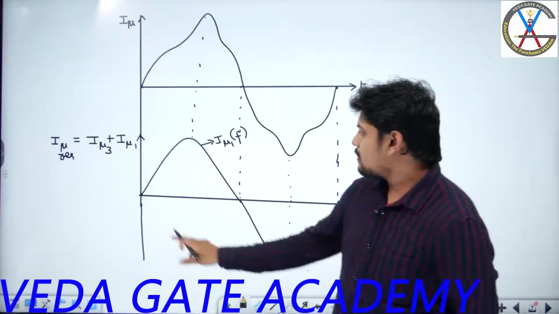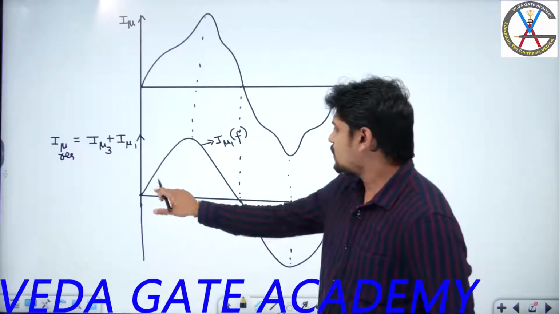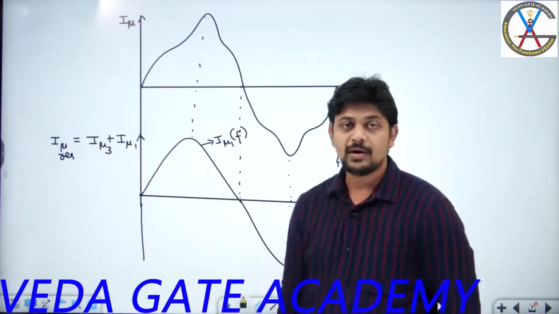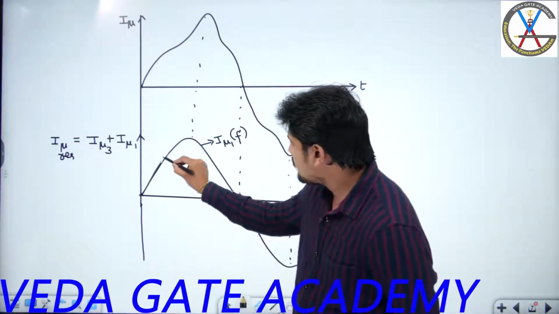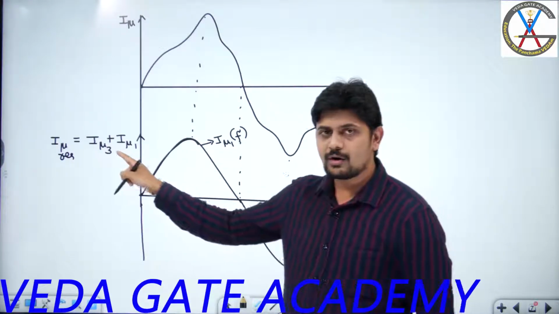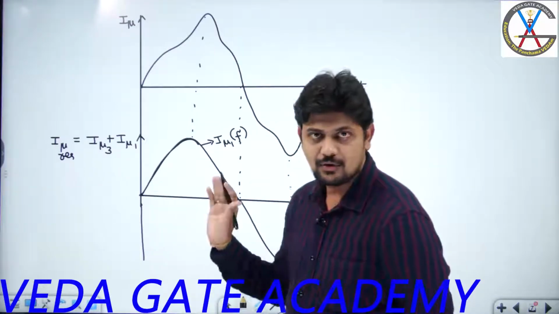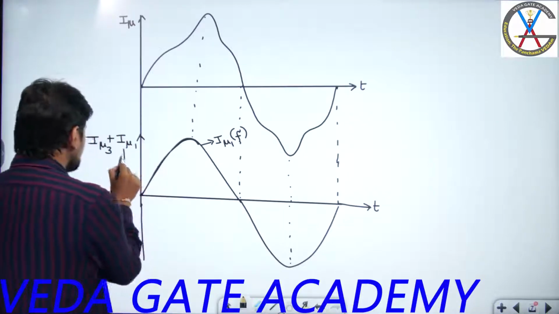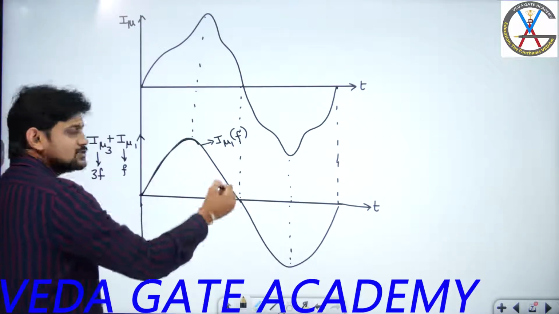If the fundamental component of current is completing one full cycle, then within this one full cycle, my third harmonic will complete 3 full cycles. Or if the fundamental component is completing one half cycle, then the third harmonic component of current will complete 3 half cycles within this one half cycle. Are you following what I am saying? Now, this is f, this is 3f, so it is going to make 3 half cycles within this one half cycle.